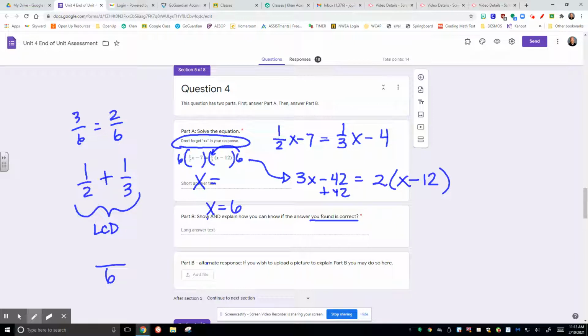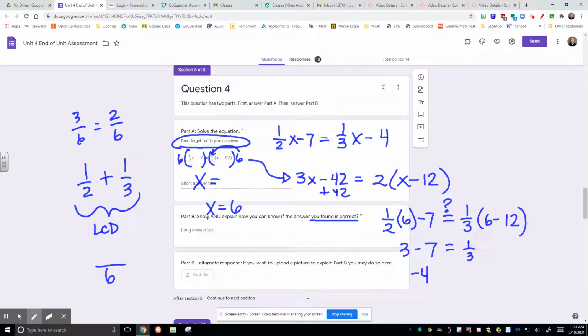I want to see that you know how to take the solution that you came up with and test it to see if it makes the equation true by substituting it into there. 3 minus 7 is equal to negative 4. 1/3 of 6 is, or excuse me, 6 minus 12 is negative 6, and 1/3 of negative 6 is negative 2. And I know that negative 4 is not equal to negative 2, which means my answer is wrong.